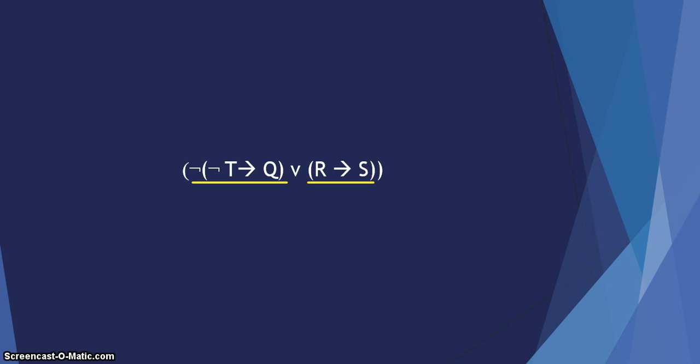Now, we can see that the parts in this case are two disjuncts. Our original claim, "it's not the case that if not T, then Q," and our new claim, "if R, then S." These two parts have been disjoined, which means that we've applied the disjunction operator to them. Now, it's this disjunction operator that determines the truth value for the entire claim. So the major operator for this new complex claim is the disjunction.